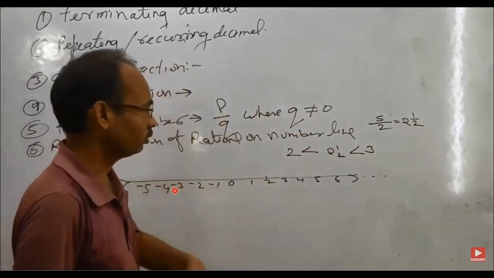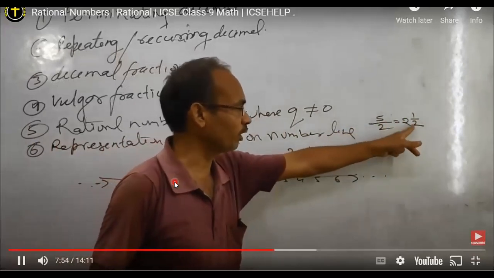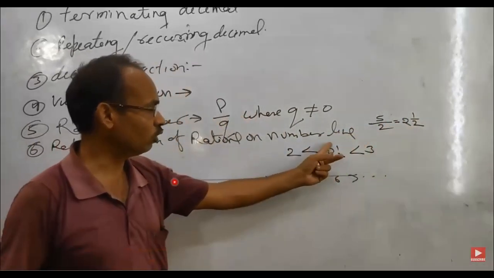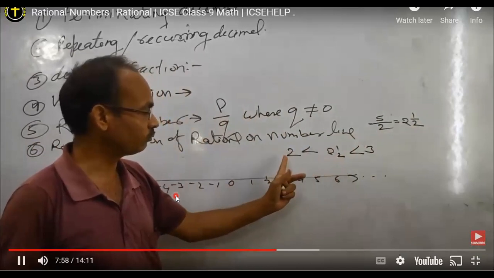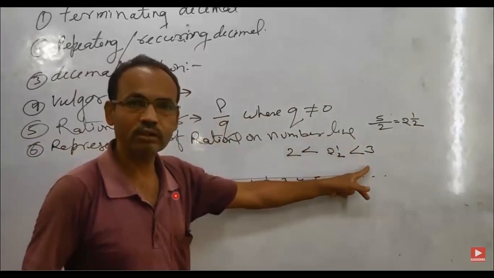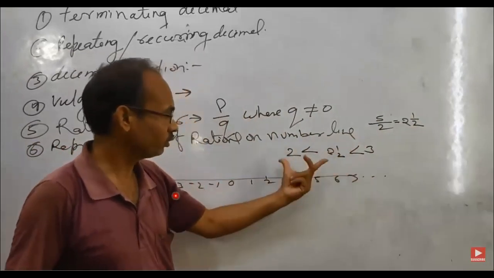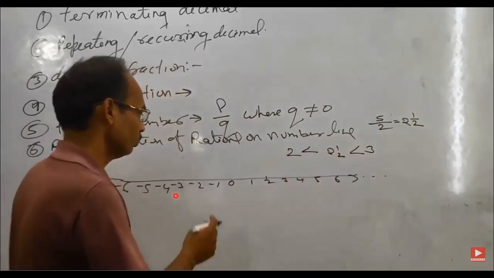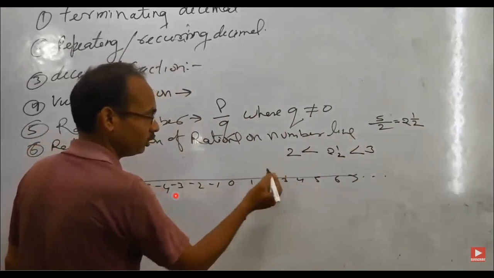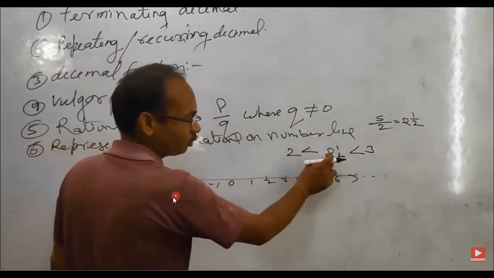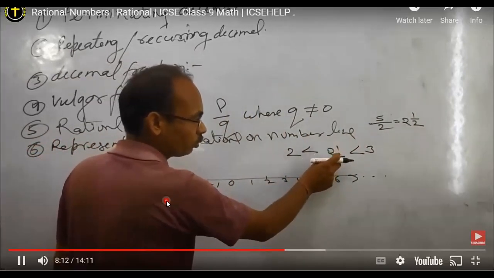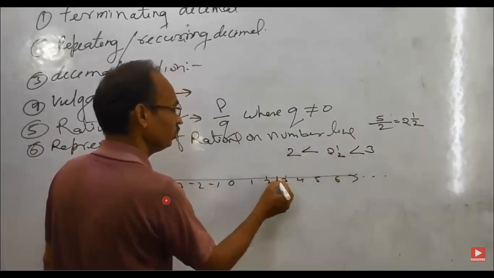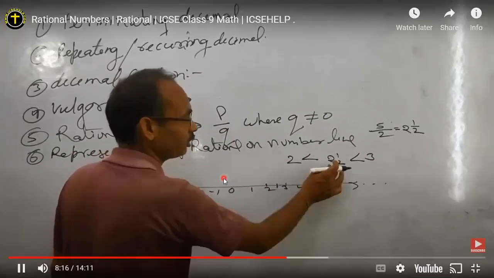So 5 upon 2 is more than 2 and less than 3. Hence, the value should come between 2 and 3. So, there is 2 and there is 3. After 2, the gap is divided into 2 parts because the denominator is 2.